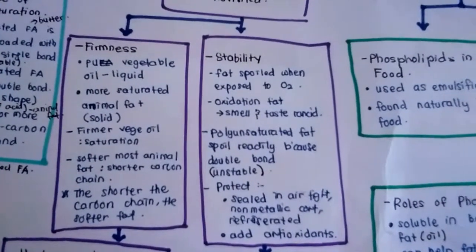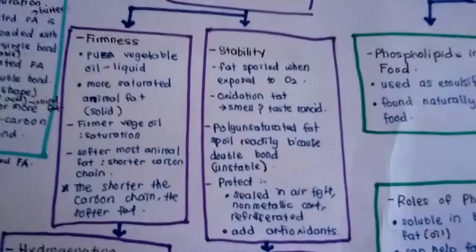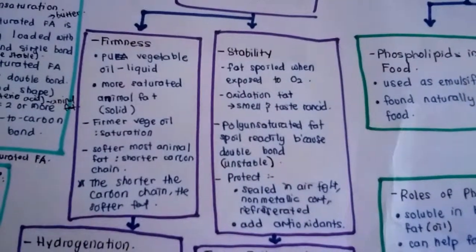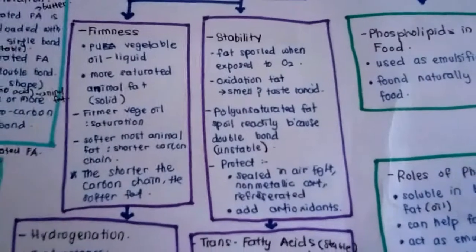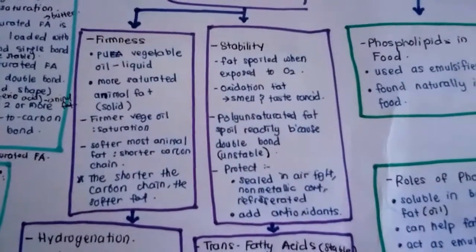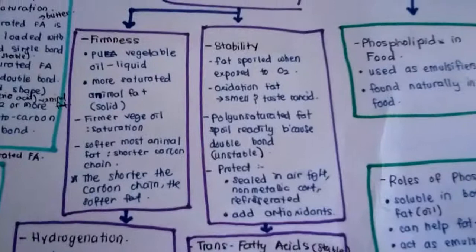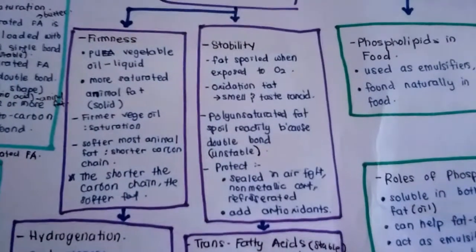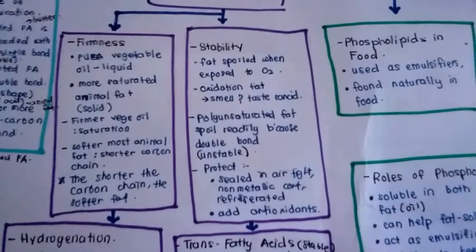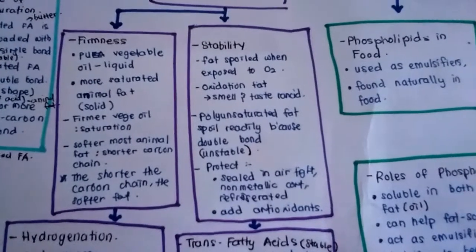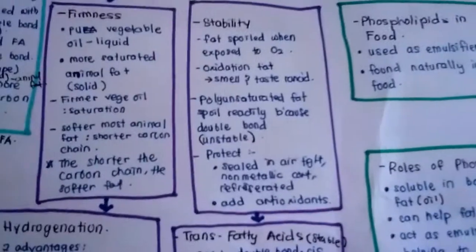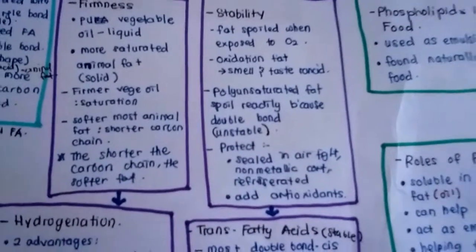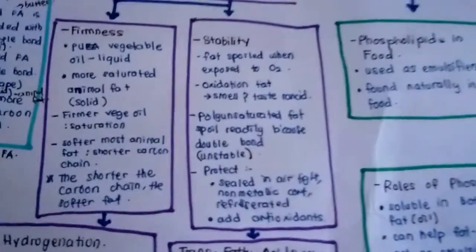Polyunsaturated vegetable oil is in the form of liquid, and more saturated animal fat is in the form of solid. The firmness of vegetable oil is because of the saturation, and the softness of some animal fat is because of the shorter carbon chain. The shorter the carbon chain, the softer the fat.